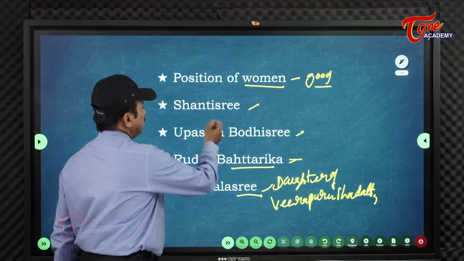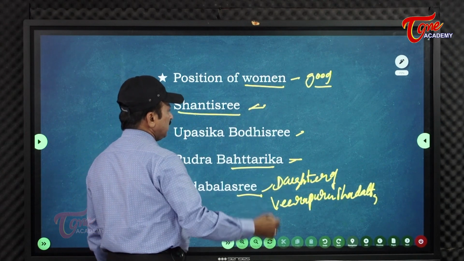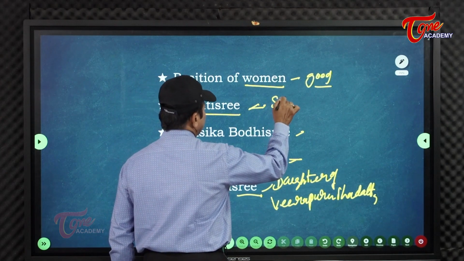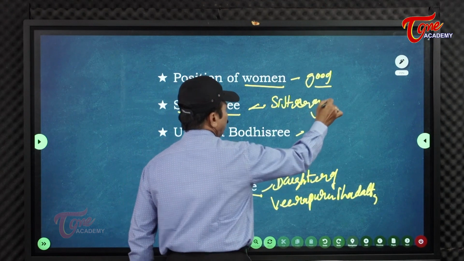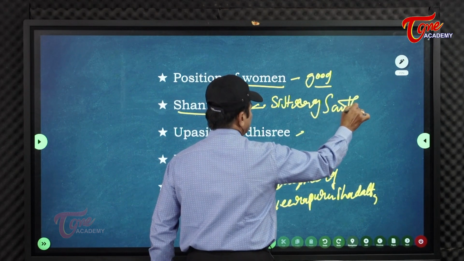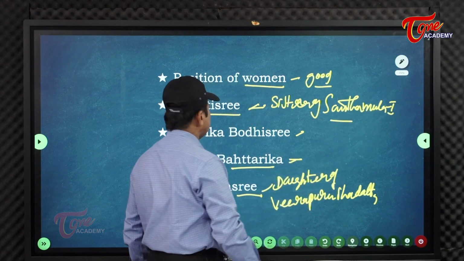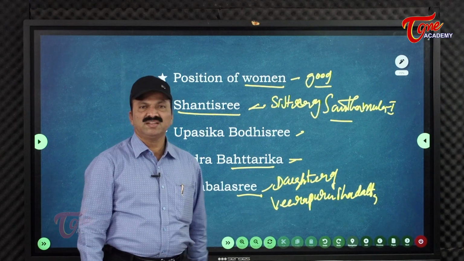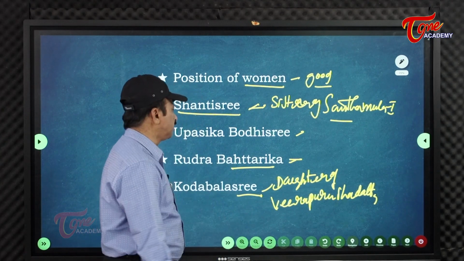Santisri was the aunt of Veera Purusha Datta, the sister of Shantamula 1. He had two sisters, Shantisri and Harmyasri. These two are the sisters of Shantamula 1, and you have to remember that.